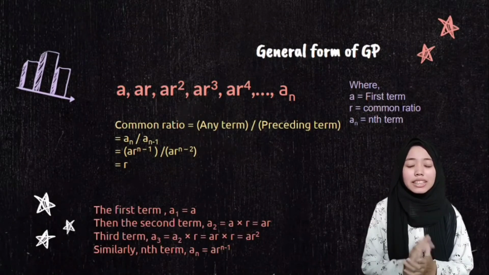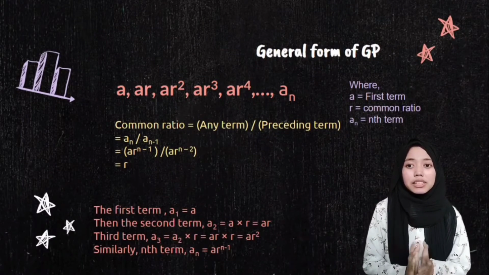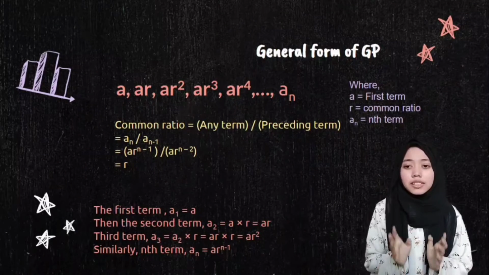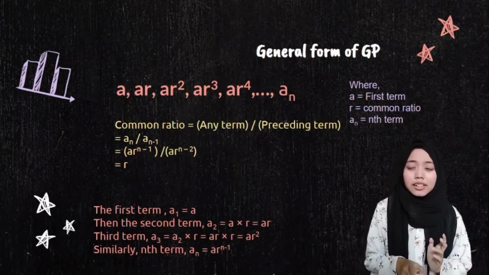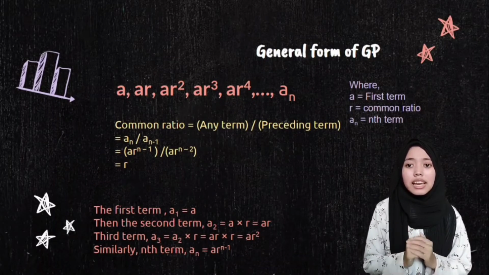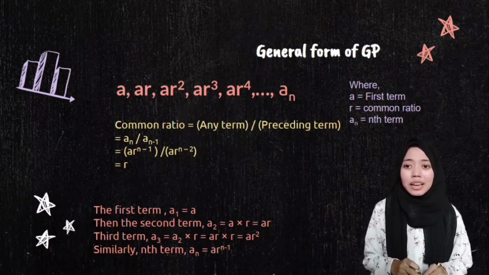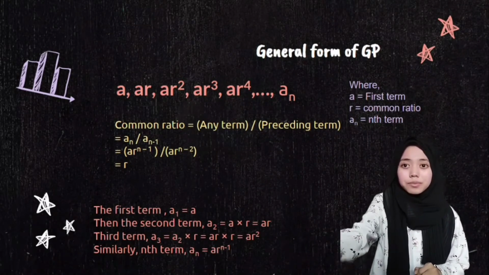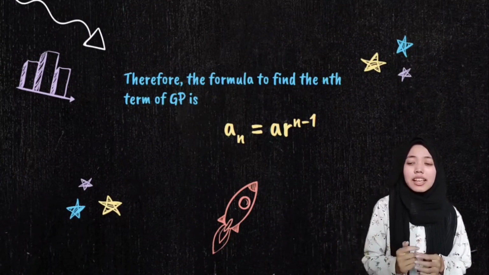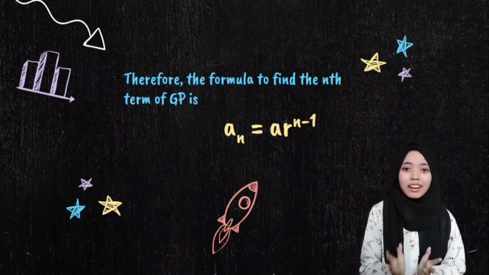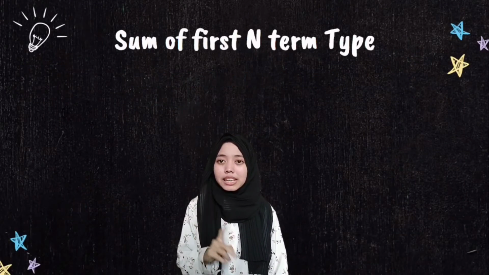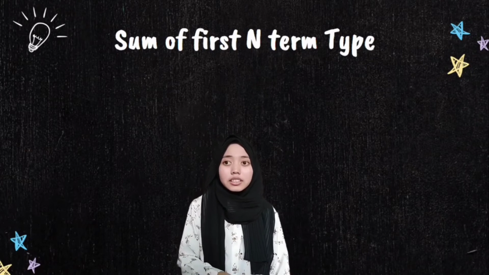From the general form, we know that a1 is a, the second term a2 is a times r, ar, and the third term is a2 times r. The a2 is ar, so a3 is ar squared. Similarly, the nth term is a times r to the power of n minus 1. So the formula to find the nth term in geometric progression is a times r to the power of n minus 1. And then the second main formula is the sum of the first n terms in geometric progression.